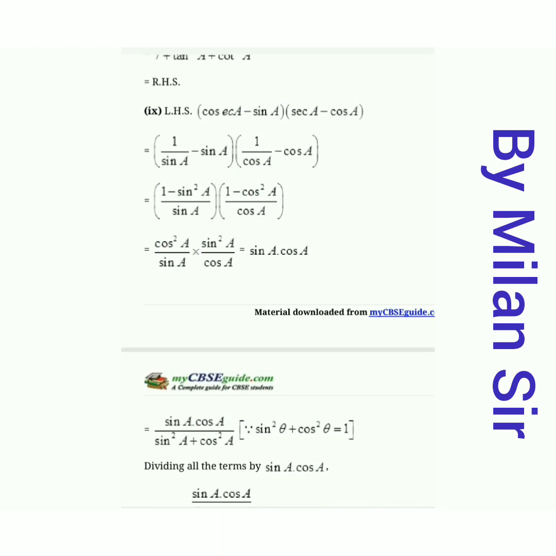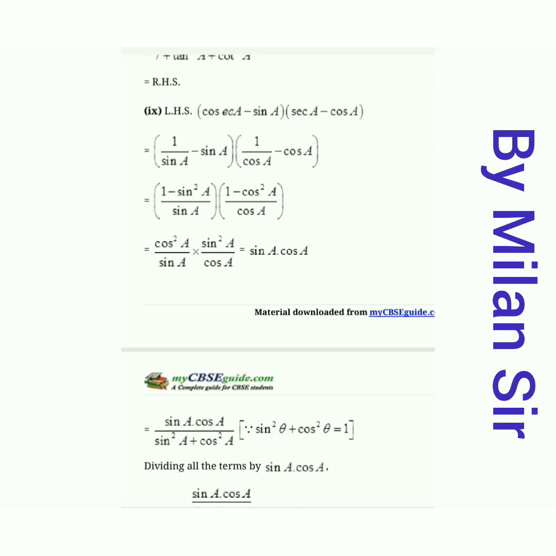Question number 9. (Cosec A minus sin A)(sec A minus cos A) is equal to 1 upon tan A plus cot A. So first of all, left hand side, (cosec A minus sin A)(sec A minus cos A). First of all, convert our left hand side into sin and cos. So in place of cosec A, we can write 1 upon sin A, because sin is the inverse of cosec. Then sin A as it is. Again in place of sec A, we can write 1 upon cos A, because cos is the inverse of sec. Then cos A as it is.